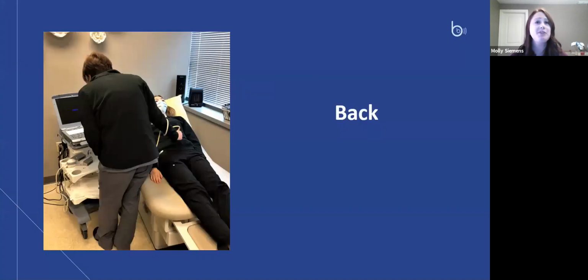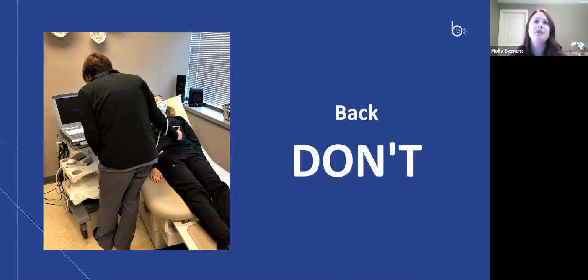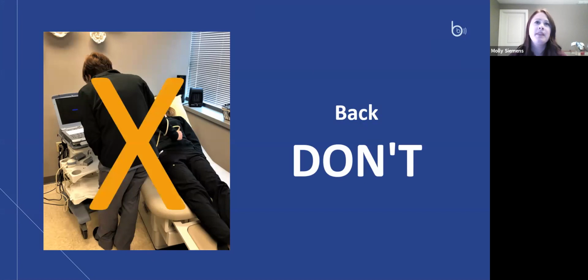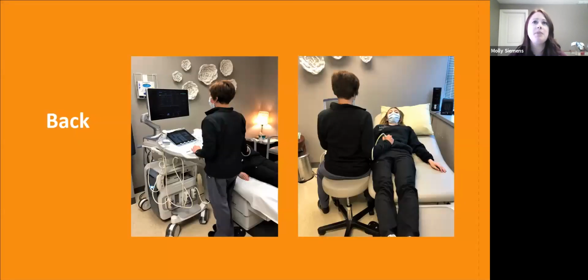Finally, for our last quote, we don't want to scan like this, with our machine console adjusted so low that we have to stand with our back bent forward like this for extended periods of time. Instead, we want to make sure that our machine console is, again, adjusted to an appropriate height. The left image demonstrates this for standing to scan, and the right side is sitting to scan. In both images, the sonographer's back is straight and neither arm is abducted.